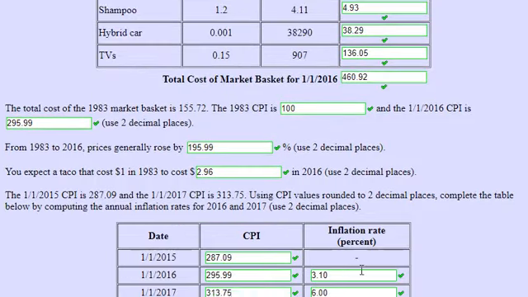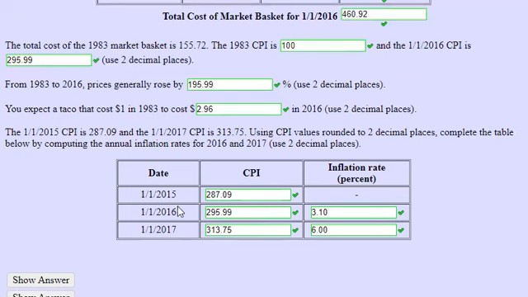Okay, so prices generally rose from 2015 to 2016 by 3.1% in this particular economy. From 2016 to 2017, the inflation rate, or prices generally, rose by 6%. So price increases are rising geometrically. And that's the end for question 2.